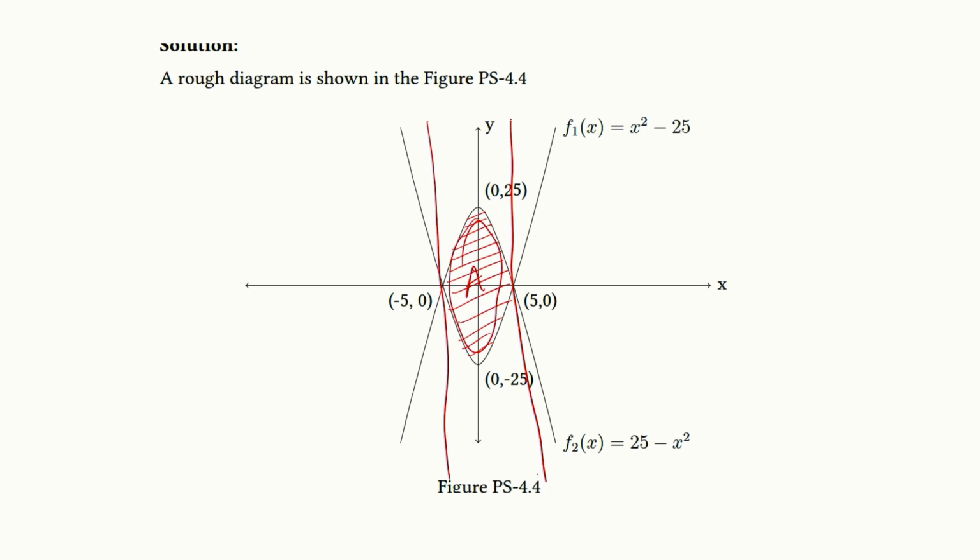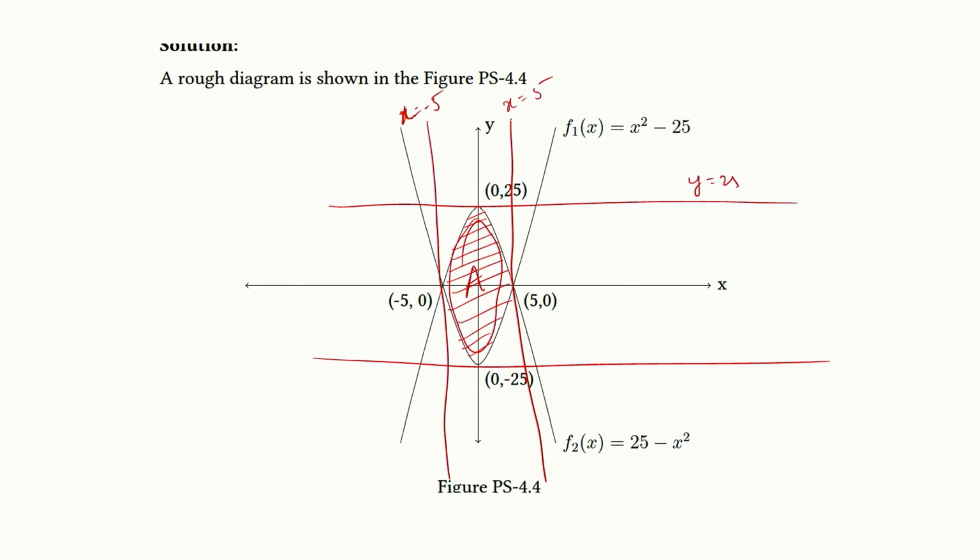Like this line is x equals minus 5, and this will be x equals 5, and in between these two lines, and this line is y equals 25, and this line is y equals minus 25. So it will be inside this rectangle box. Now let's check the options.